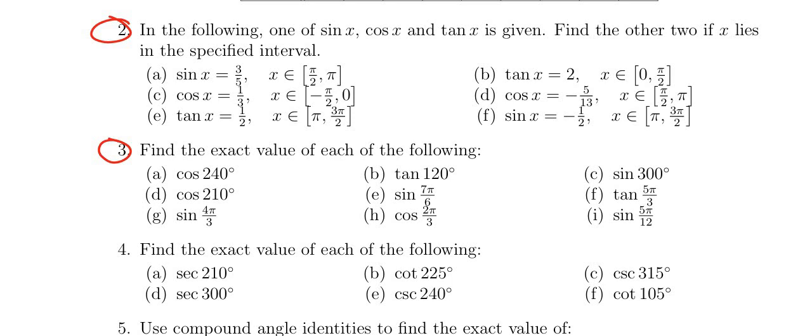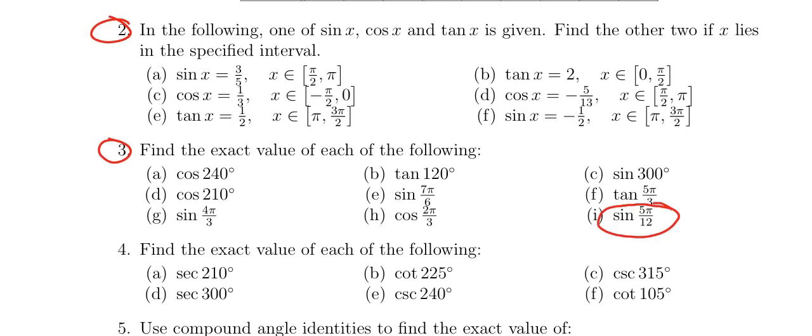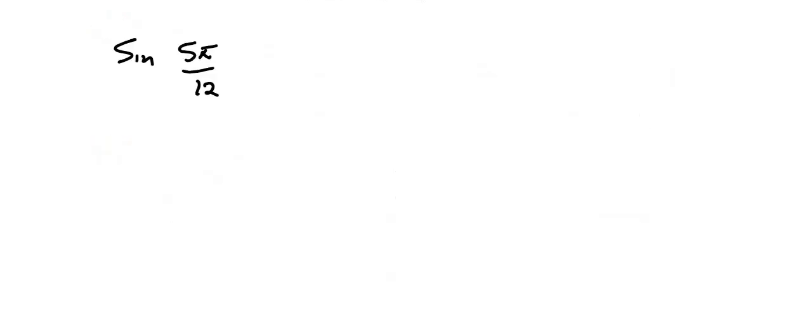Question I is 5 pi over 12. The key first step is knowing what 5 pi over 12 is by converting it to degrees, because we should be comfortable working in degrees. So I'll convert this by multiplying by 180 over pi.